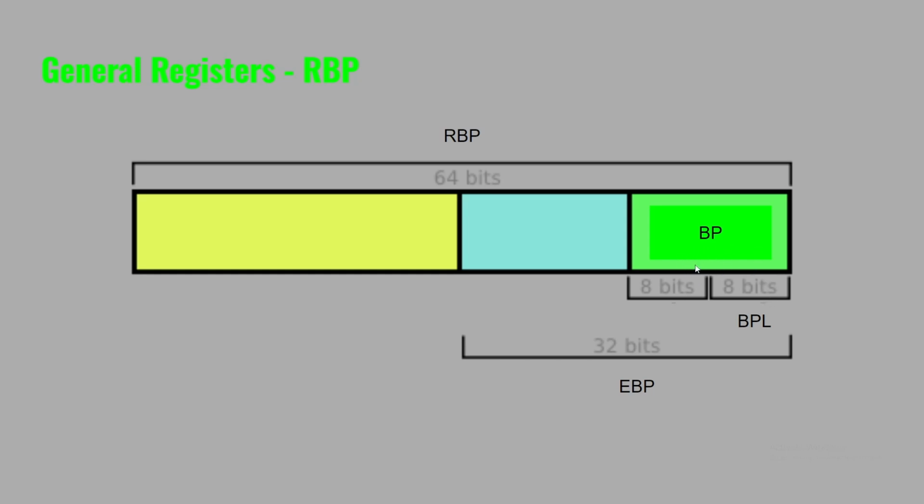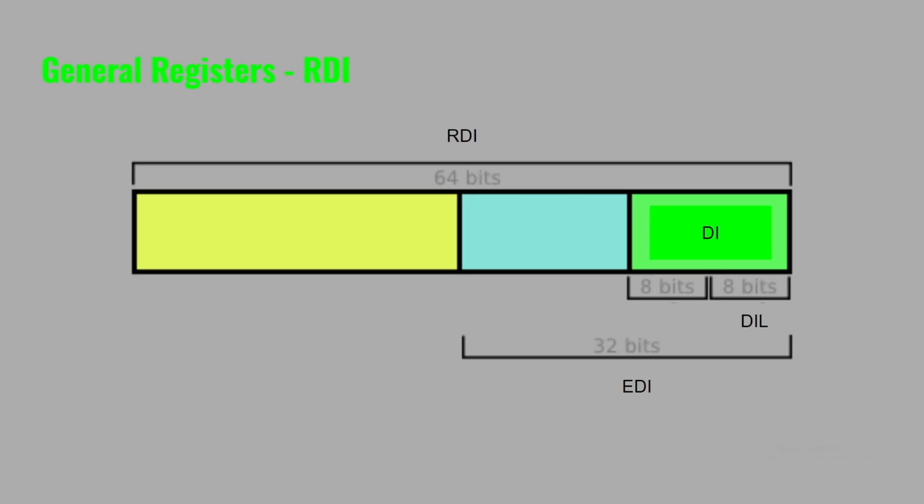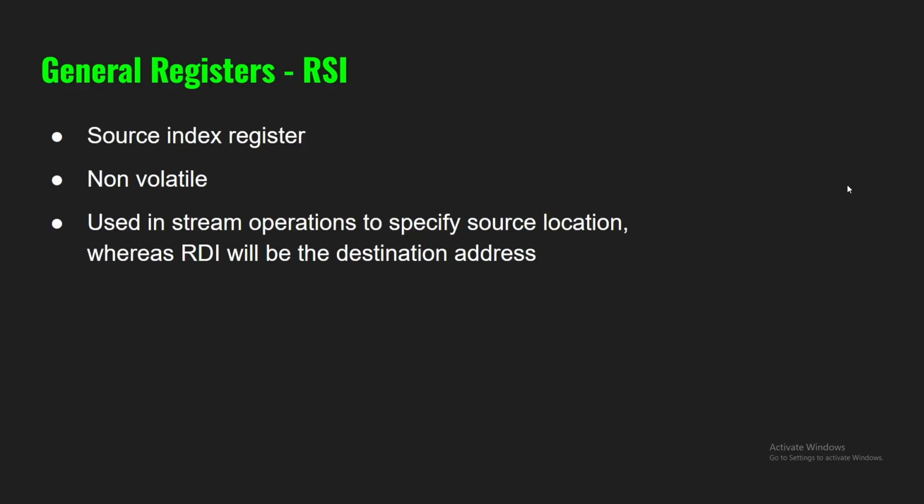If not, we won't be able to access the top half. We'll have to go from the BP register. The DI, the destination index register, is non-volatile and it's commonly used in string manipulation instructions such as the rep class of instructions. As I was saying before, if you're using a stream or an array, it's going to point to where you want to go within that operation or that array. Same again, you can only access lower portions of memory here, and obviously all remain the same.